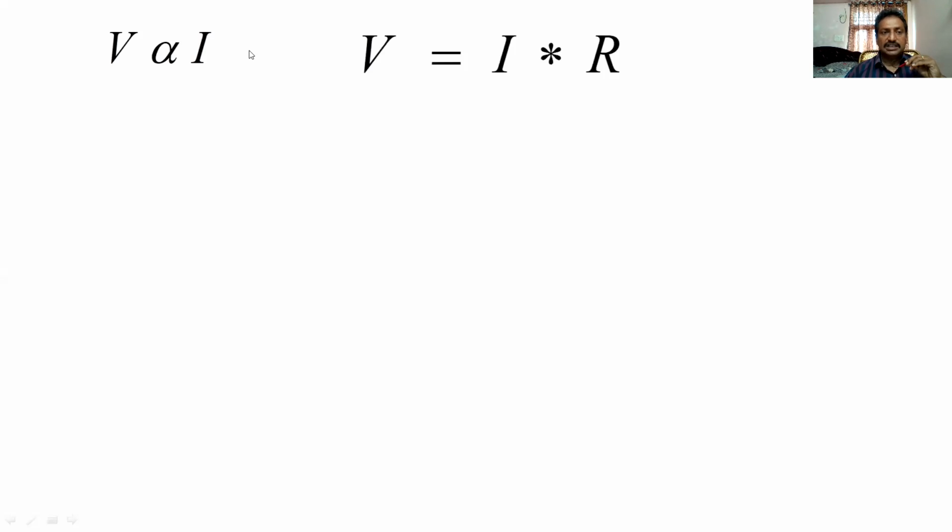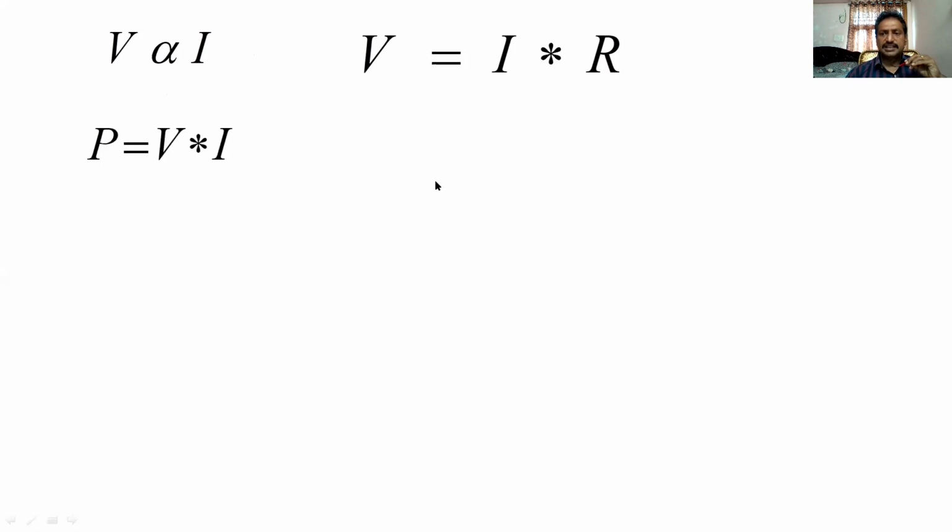That is very important. Therefore, if we replace this proportionality with an equality, we introduce one constant. The constant is called R, and that R is called the resistance. So we obtain R is equal to V by I, or I is equal to V by R, or V is equal to IR. These are the relationships between voltage, current, and the constant parameter.